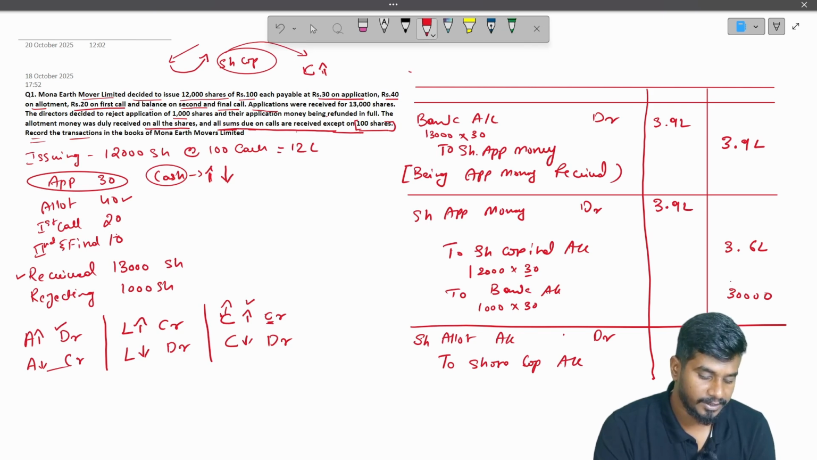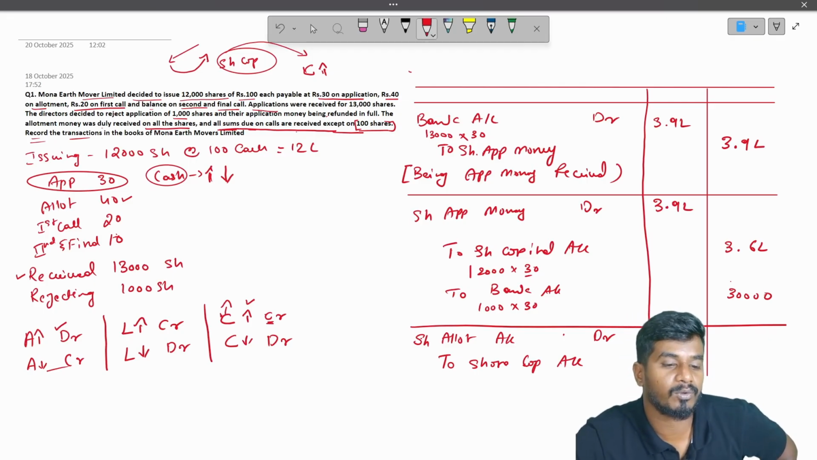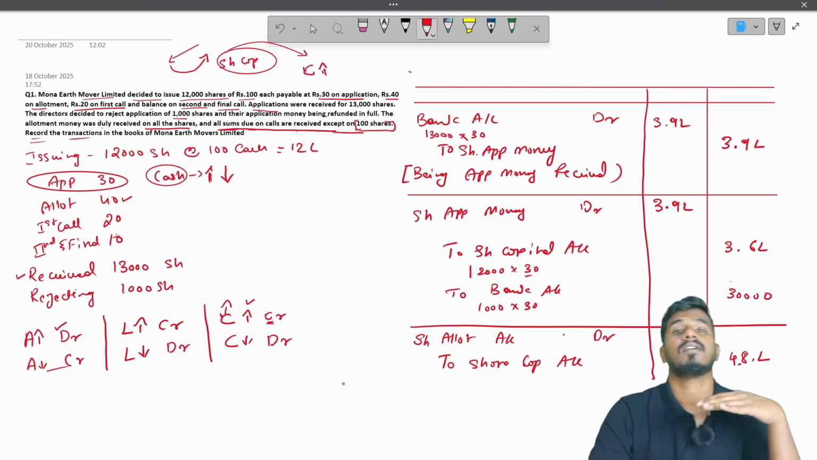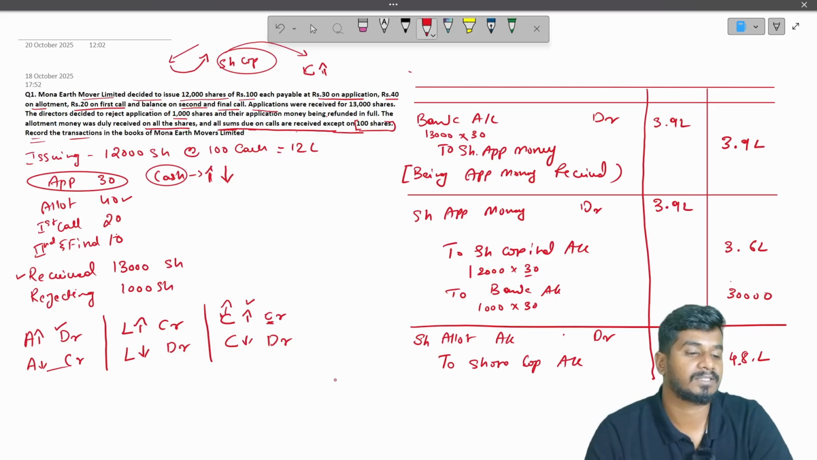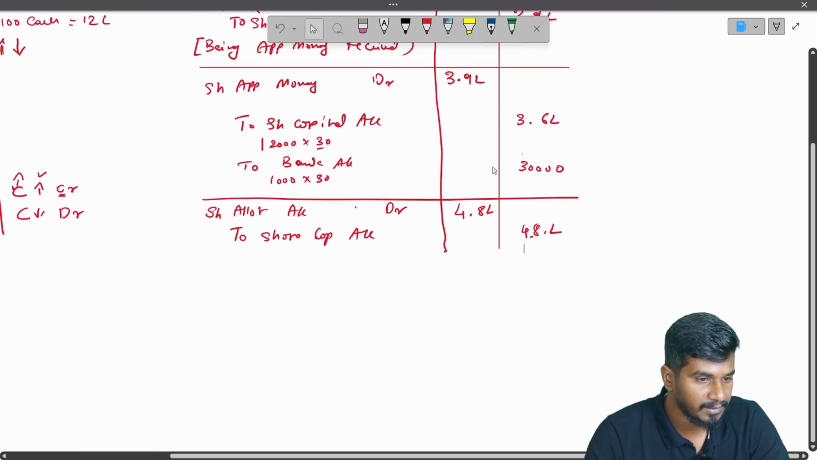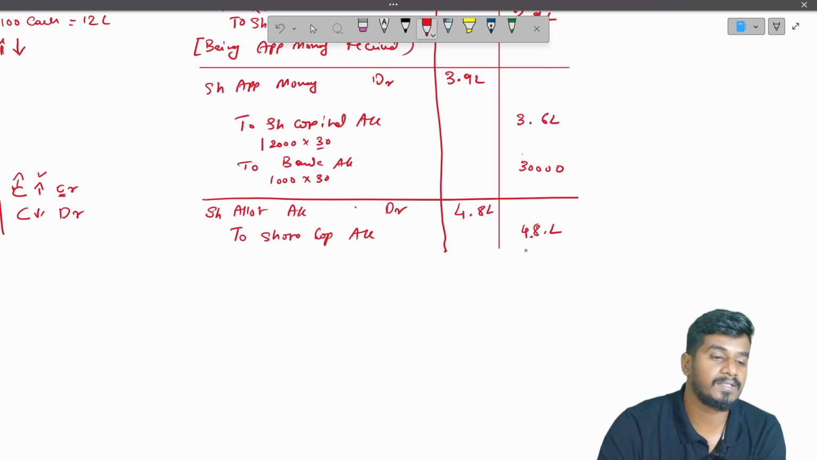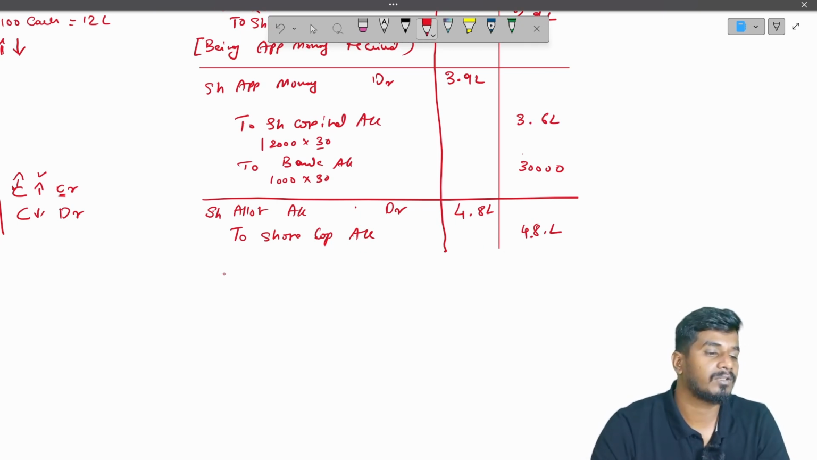So on 12,000 shares, the due amount is 40 per share, which means 4,80,000 is the due amount. 4.8 lakh we will transfer to share capital account, then we will receive it from the shareholders. Now you can see: share allotment account debit 4,80,000, and we transfer it to share capital account, that is 4,80,000. So did you understand?